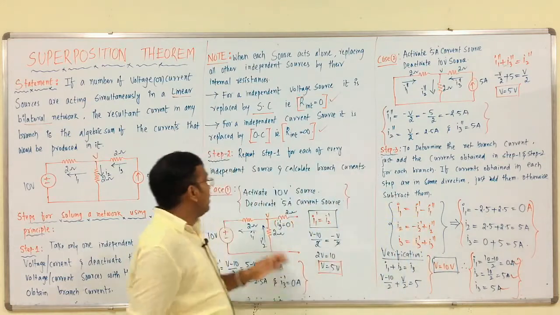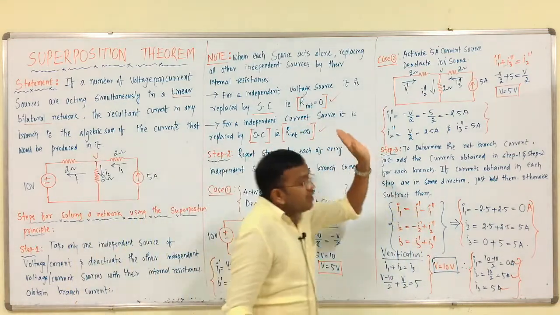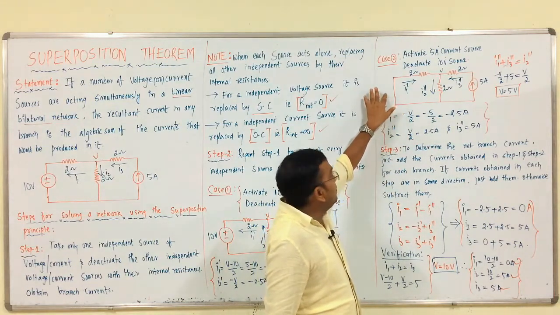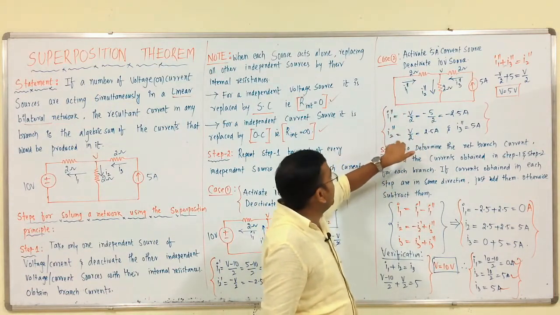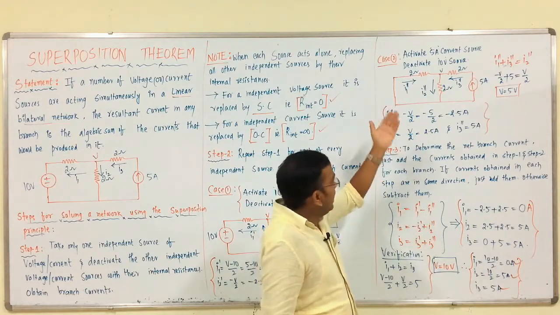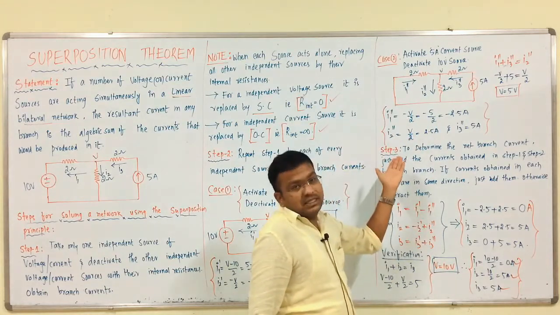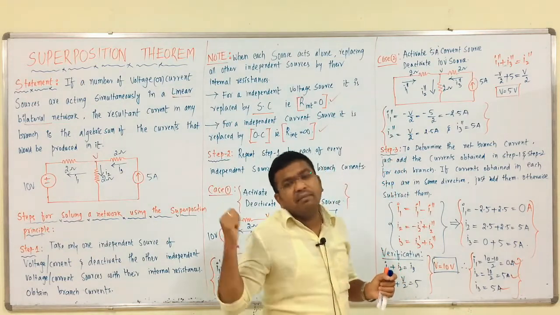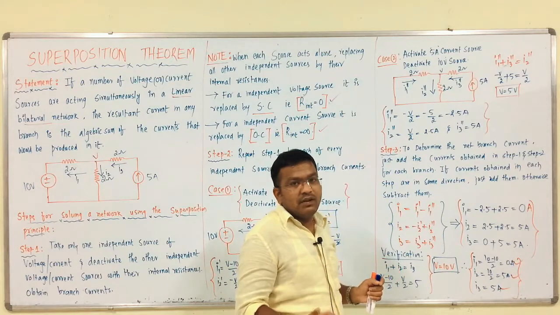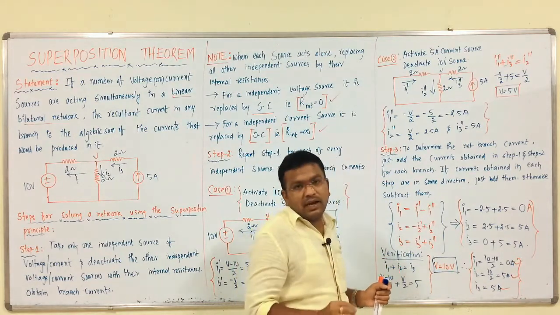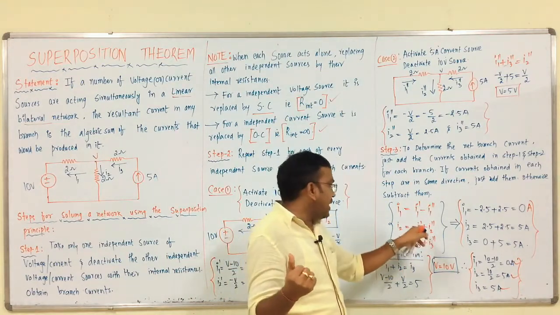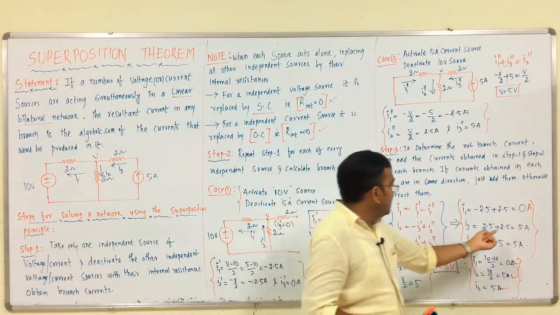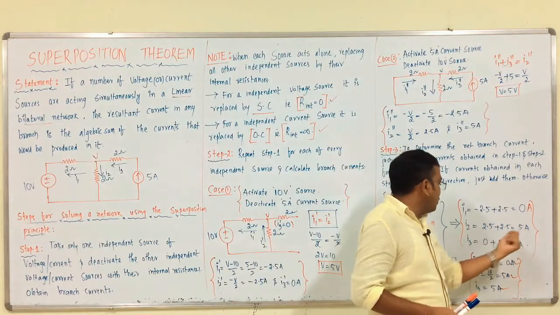Next, case 2. Now it is the 5 ampere current source that is active, and the voltage source is deactivated by short circuiting. Then we calculate I1 double dash, I2 double dash, I3 double dash. Later we add the currents depending upon the directions of the main currents. If the directions are the same, just add them, otherwise subtract them. So, this is the current for I1, for I2, and for I3.